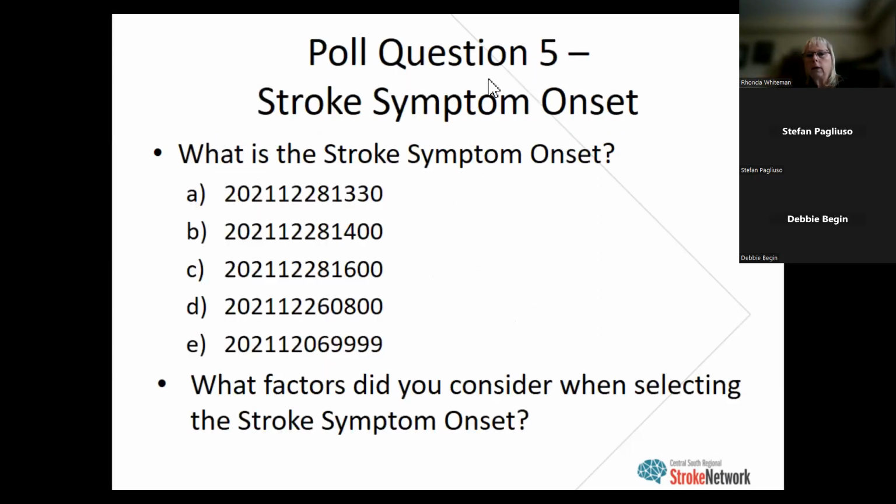So what we're going to look at here, and I'll share the poll, is what is the time of stroke onset? Again, we'll give a couple of minutes for people to answer the poll.